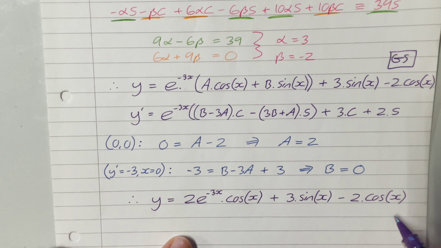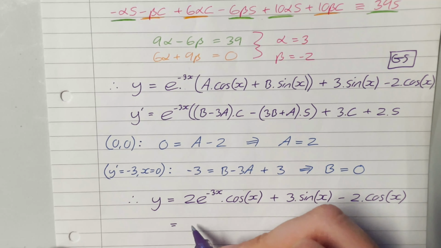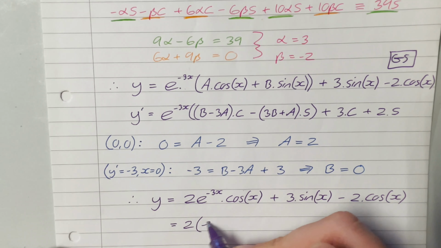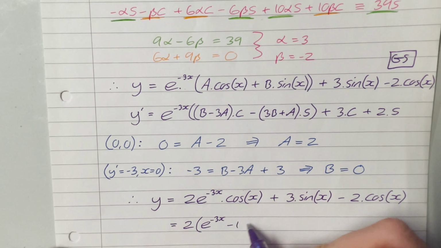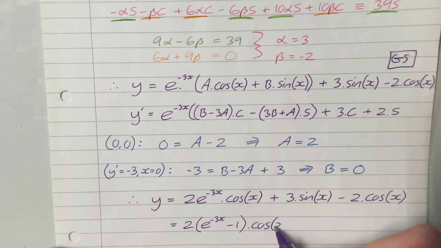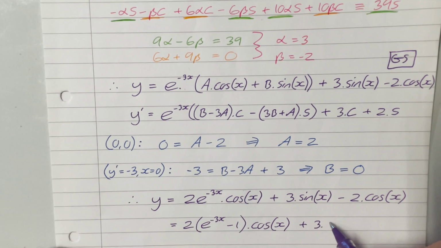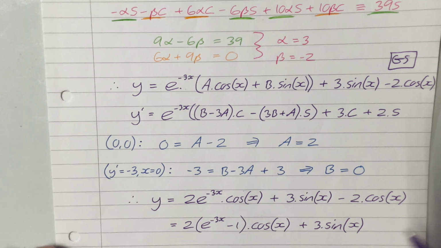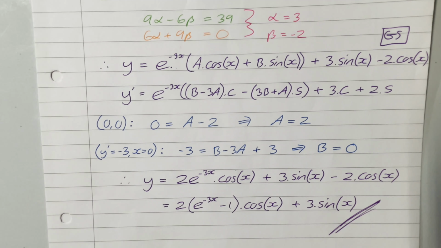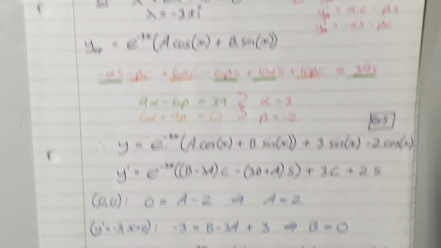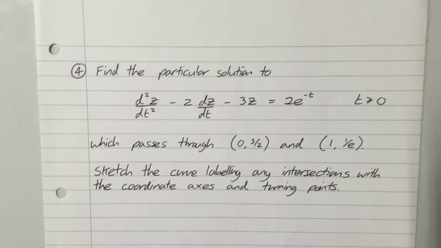And I could, if I wanted, combine the two cosines. There we go. That is the only curve which satisfies the differential equation at the top and has a -3 gradient at the origin. Okay, I think we're doing well for time, 21 minutes in, and moving on to our fourth and final question.